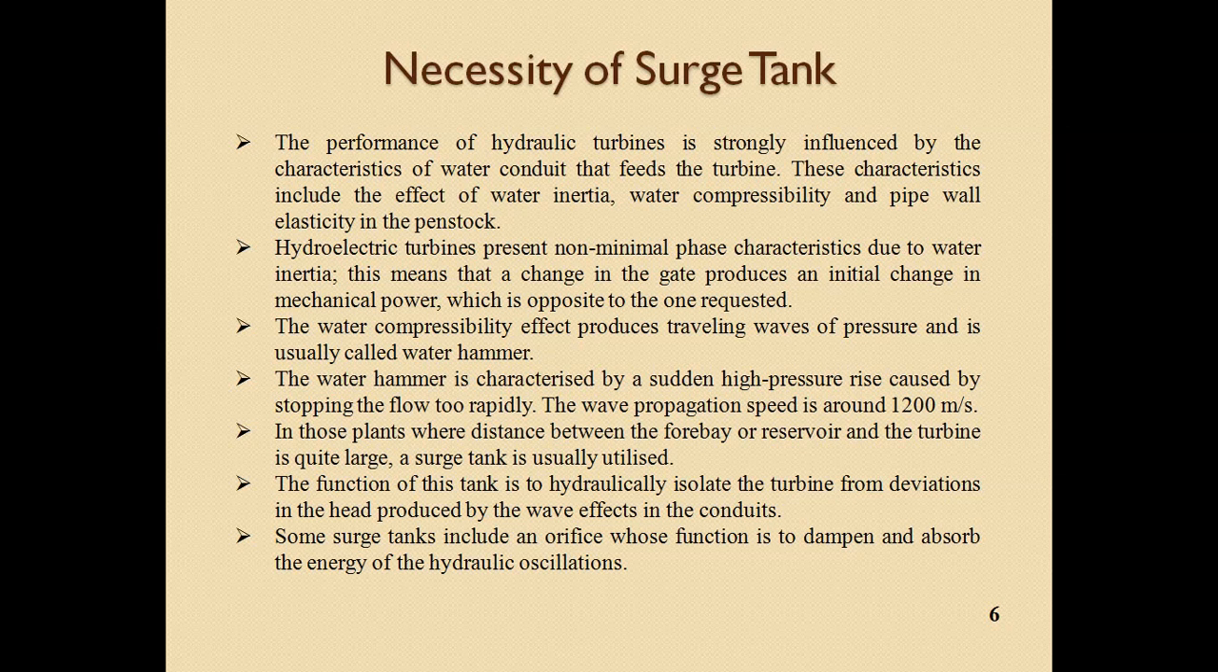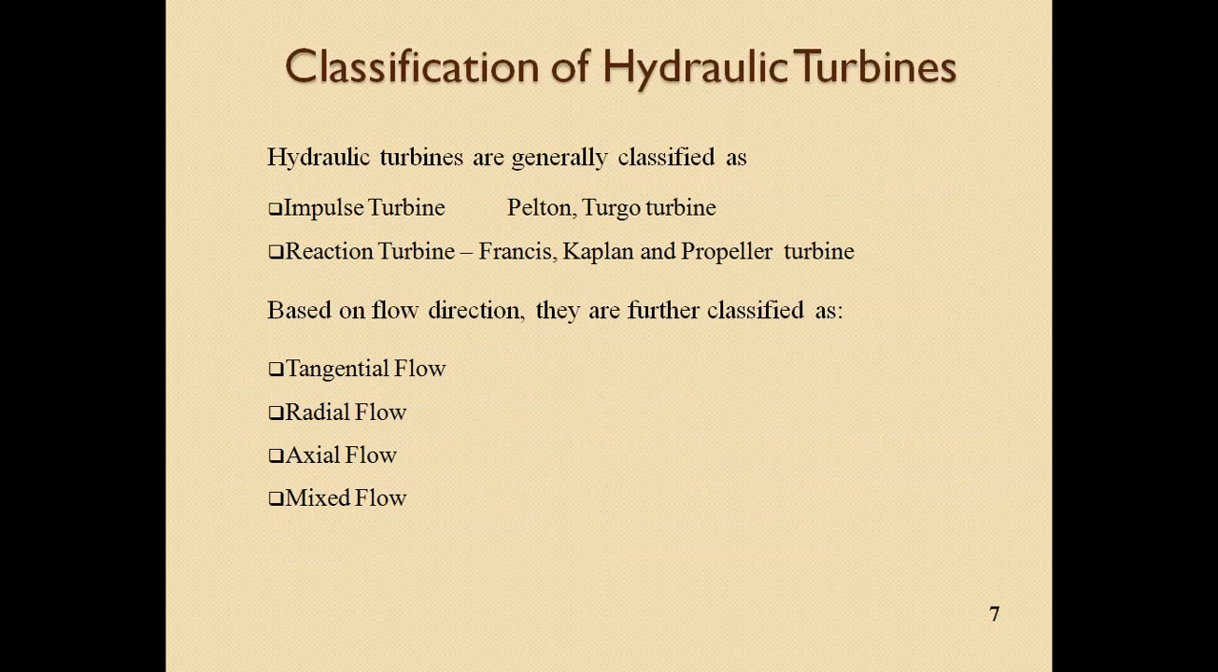In those plants where the distance between the forebay or reservoir and the turbine is quite large, a surge tank is usually utilized. The function of this tank is to hydraulically isolate the turbines from the deviations in the head produced by the wave effect in the conduits. Some such tanks include an orifice whose function is to dampen and absorb the energy of the hydraulic oscillations.